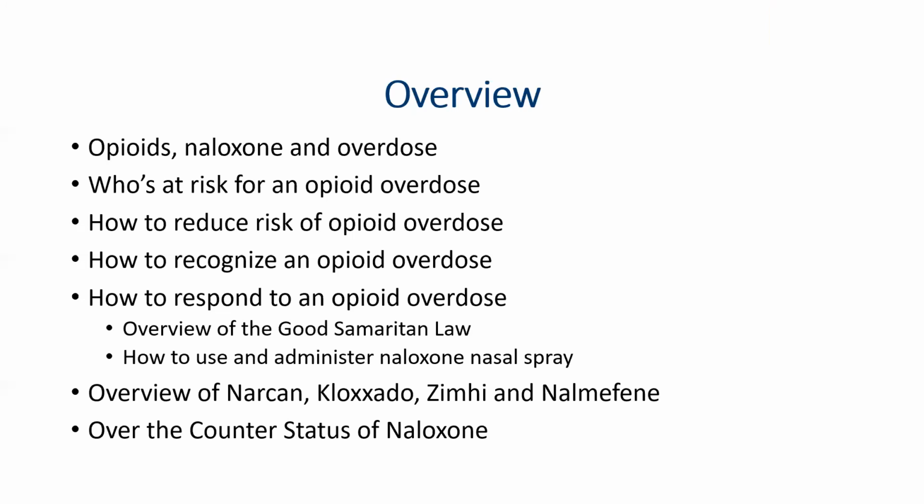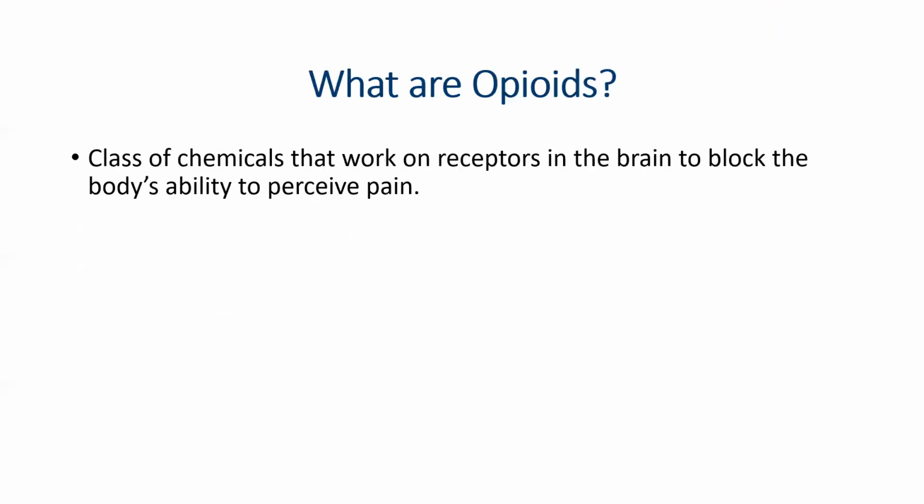So we are going to jump in here with what are opioids. This is something I suspect everybody's pretty familiar with. Opioids are a class of chemicals that work on receptors in the brain. They block the body's ability to perceive pain. Now, right off the bat, I want to just mention something. Opioids are not in and of themselves evil. They are not bad.